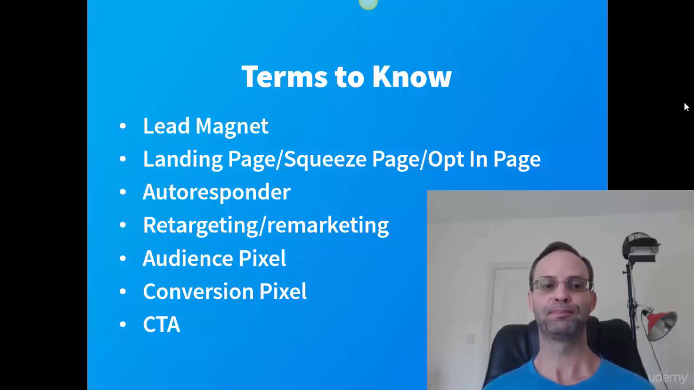An audience pixel is a pixel that you're going to put on a page, and it's going to generate an audience that you're going to be able to send ads to. This is also related to retargeting and remarketing, but I use the term audience pixel in some of the lectures, so you need to be aware of what that is. You get audience pixels from Facebook or from Google AdWords.